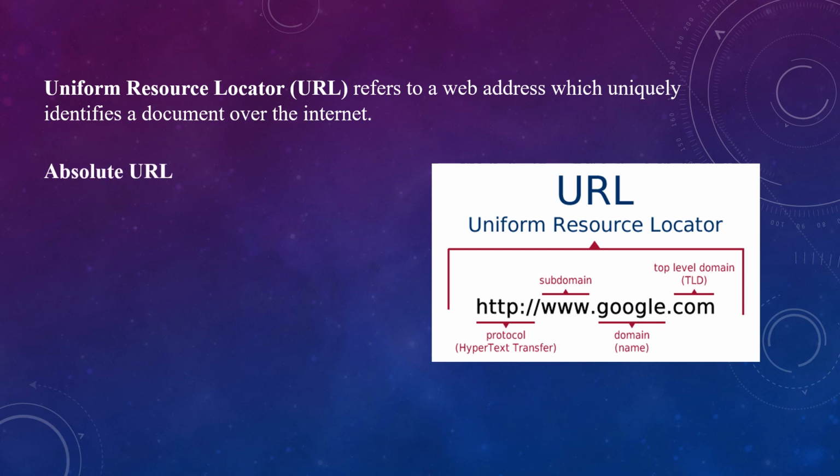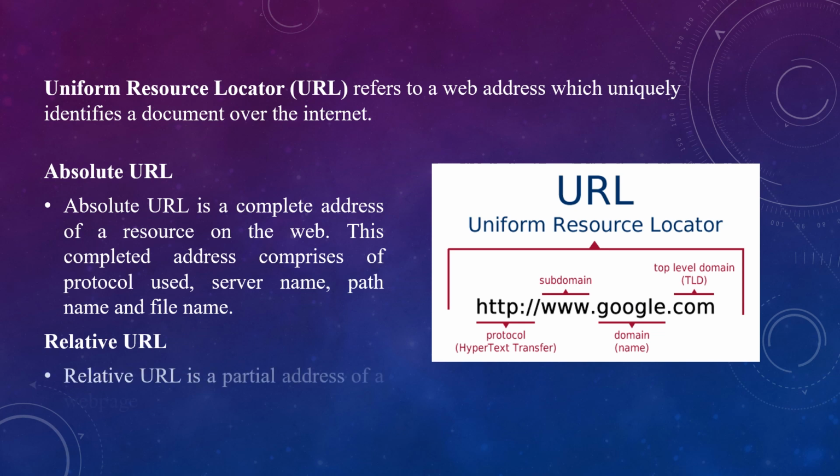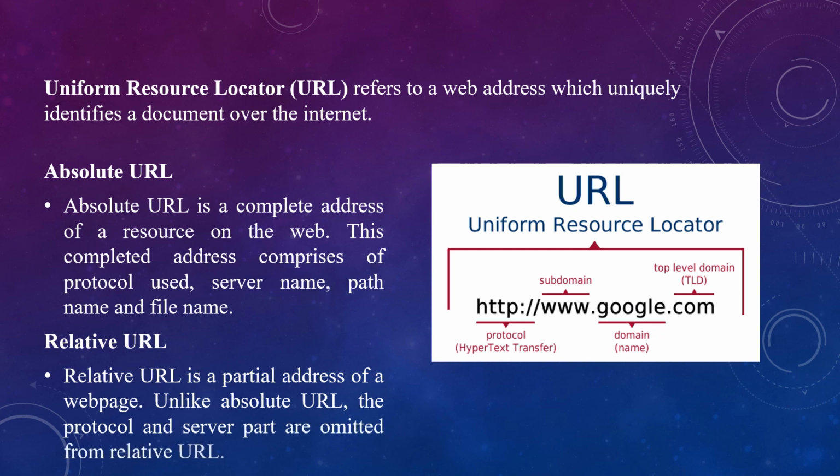Absolute URL is a complete address of a resource on the web. This complete address comprises the protocol used, server name, path name, and file name. While there is a relative URL, which is a partial address of a web page. Unlike absolute URL, the protocol and server part are omitted from relative URL.